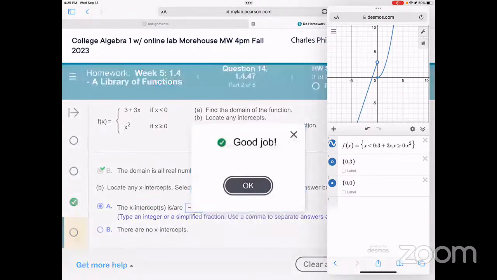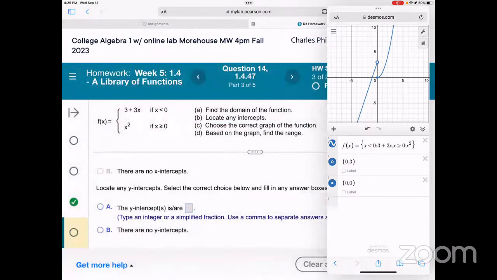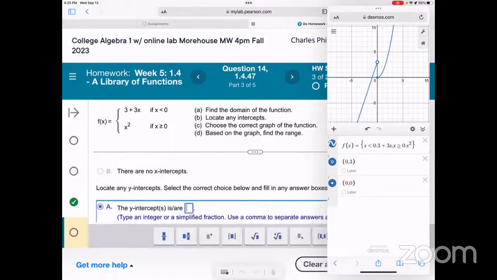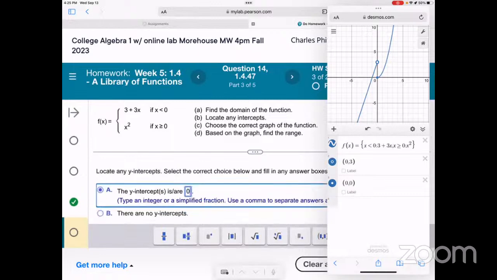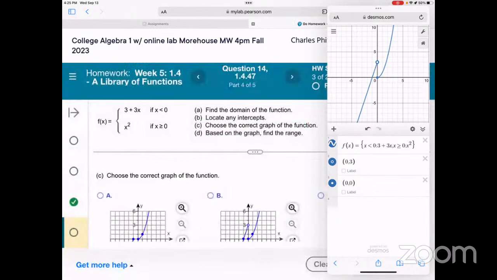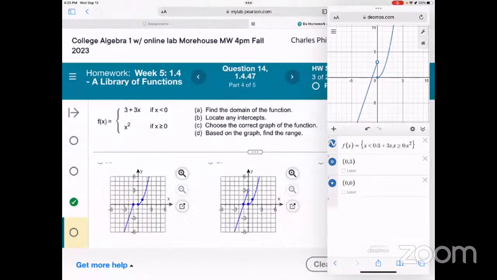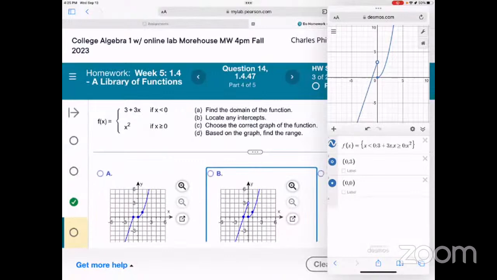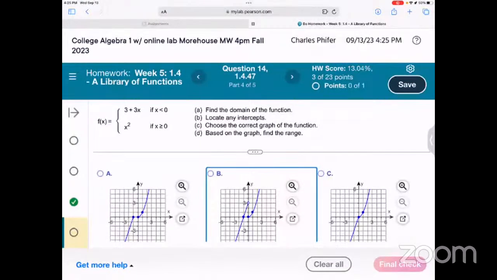Okay. The y-intercept, it crosses the y-axis once, because the image on the left where we have the straight line, that's an open circle, so it doesn't actually touch the x-axis. It gets really close, but it doesn't touch. So it only touches the x-axis at the origin. So the y-axis at the origin, so the y-intercept is going to be 0. Okay. And then we can essentially match up the graphs. I think it's B. Yeah, let's just go with B.